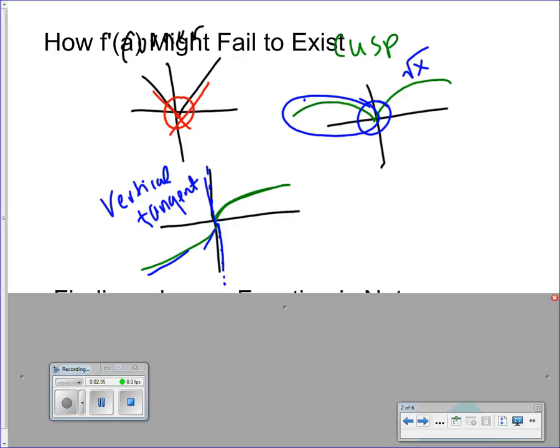The last example is a discontinuity. Any type of discontinuity means that you don't have a derivative. The most common type of discontinuity we're going to see is a hole. At that hole, there is no derivative.